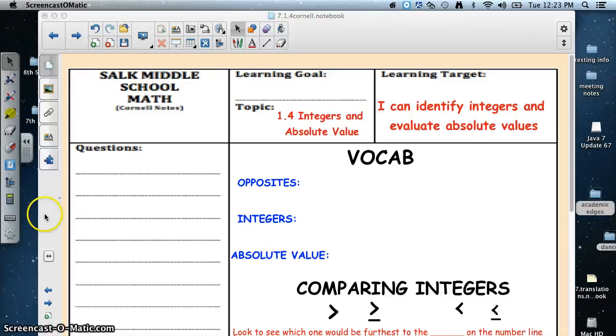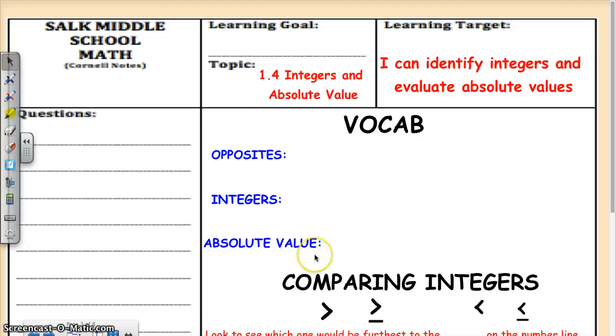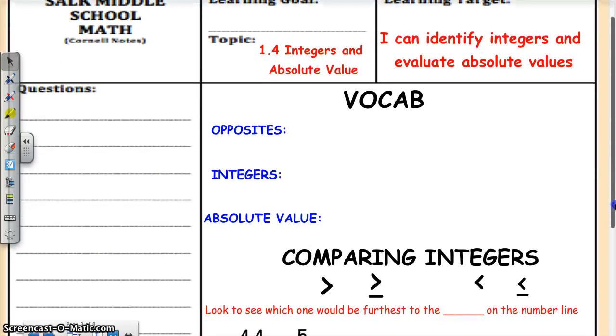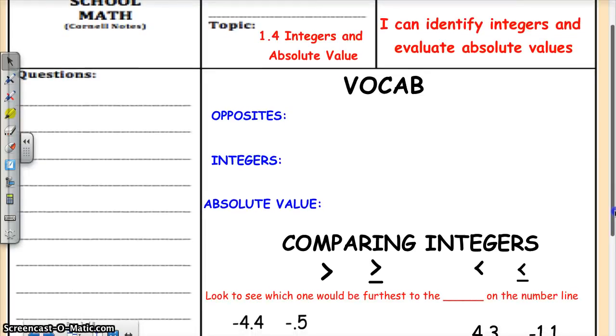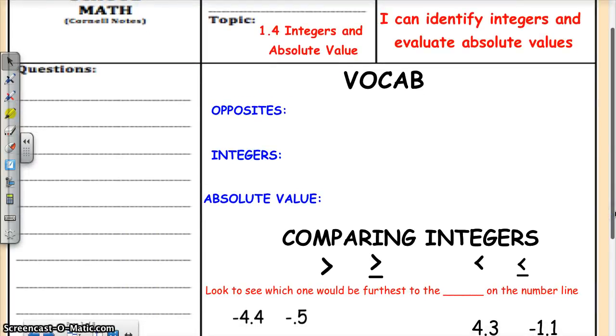Right, today we're going to learn about section 1.4, and you're going to be able to identify integers and evaluate absolute values. Yay! Some vocab that you need to know that are aligned with this unit are opposites, integers, and absolute value.